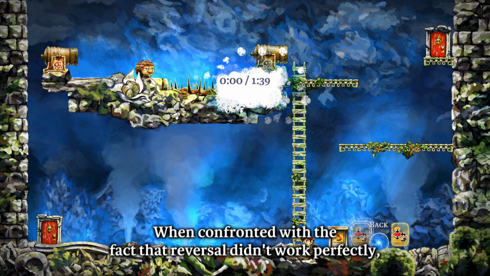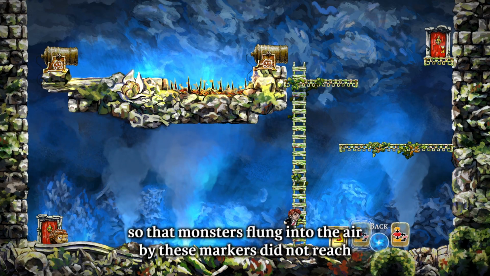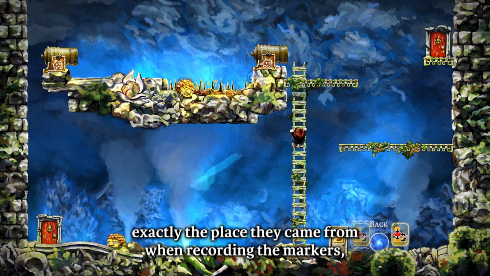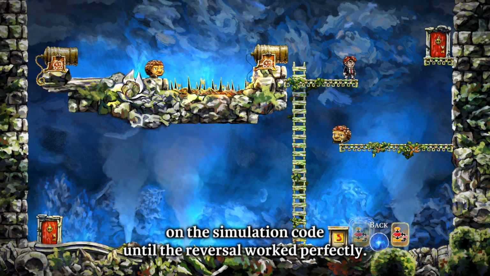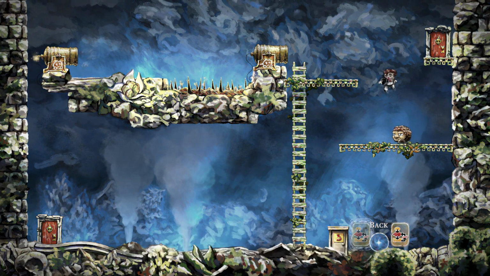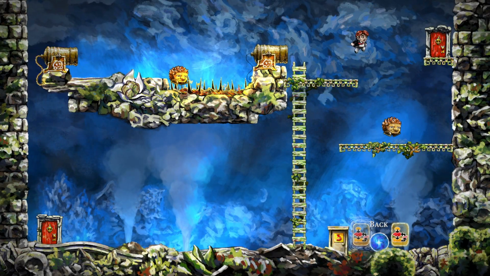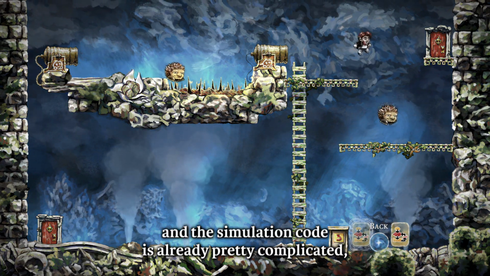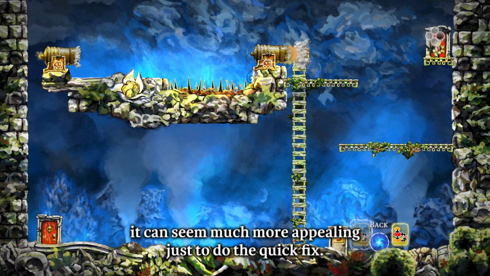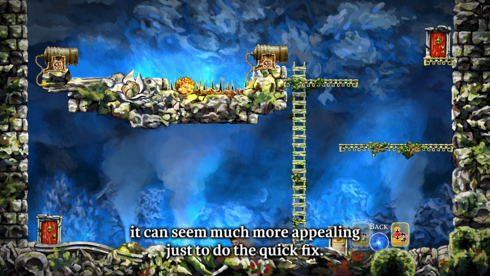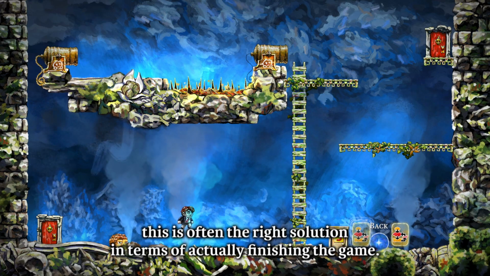When confronted with the fact that reversal didn't work perfectly, so that monsters flung into the air by these markers did not reach exactly the place they came from when recording the markers, the ideal thing to do would have been to keep working on the simulation code until the reversal worked perfectly. But when you're overwhelmed by the number of things to do to finish a game, and the simulation code is already pretty complicated because it has to support all kinds of different rules from all the different worlds, it can seem much more appealing just to do the quick fix. Tactically, this is often the right solution in terms of actually finishing the game.